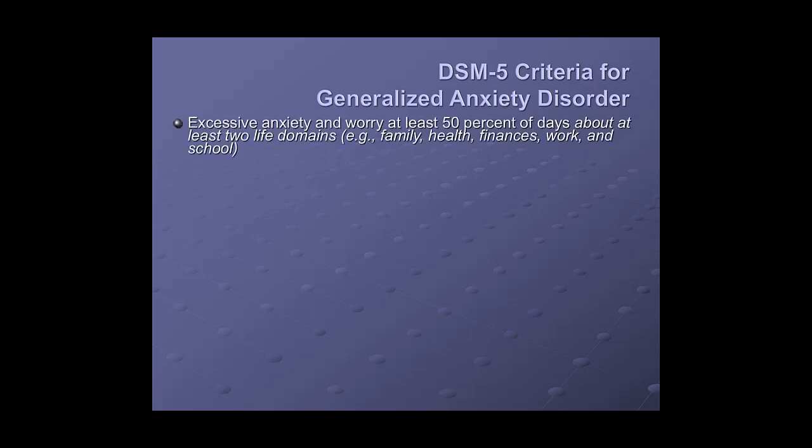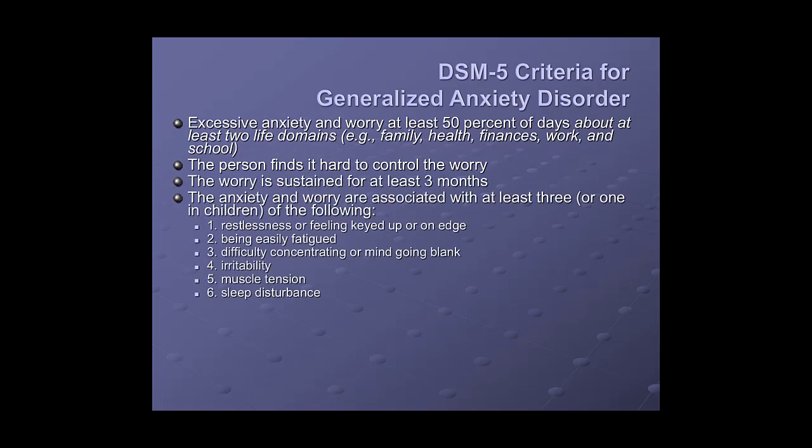So what are some of the criteria for generalized anxiety disorder? Excessive anxiety and worry, at least 50% of days, about 2 life domains, family, health, finances, etc. The person finds it very hard to control the worry, sustained for at least 3 months. And the anxiety and worry are associated with at least 3 of the following. We just need to see 1 in children: feeling restless or keyed up, being easily fatigued, difficulty concentrating, irritability, muscle tension, and sleep disturbance.